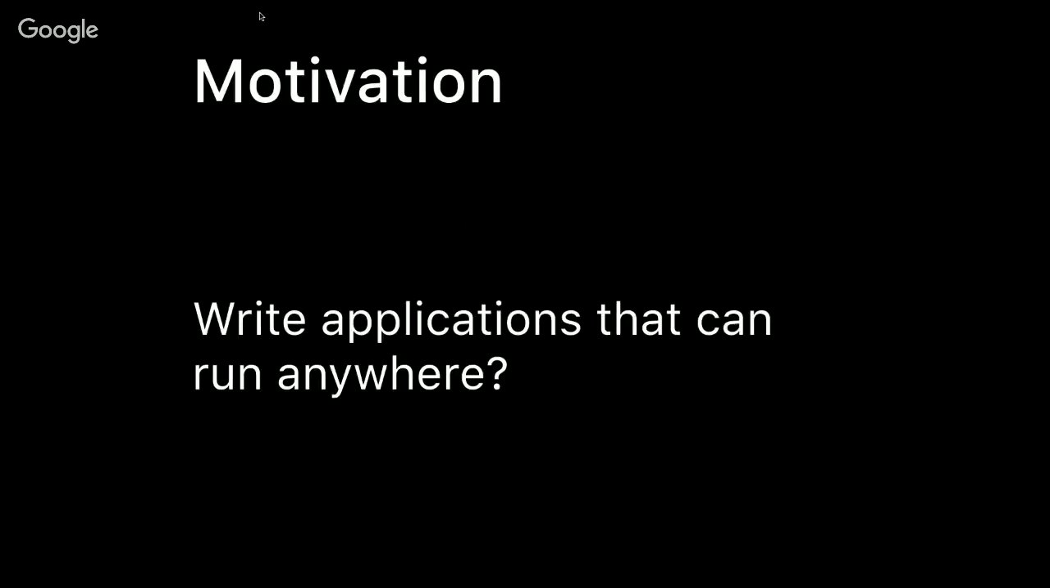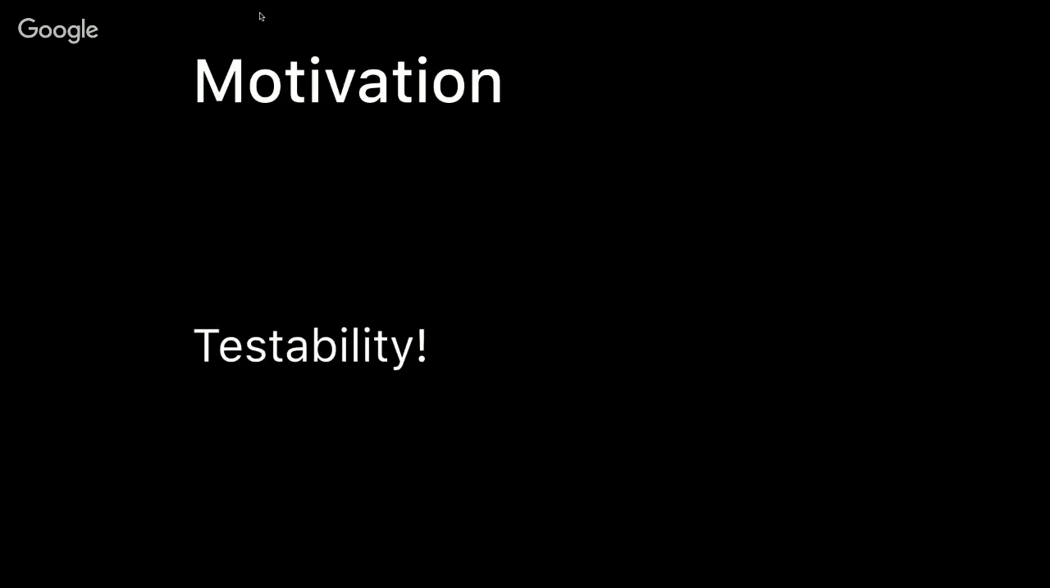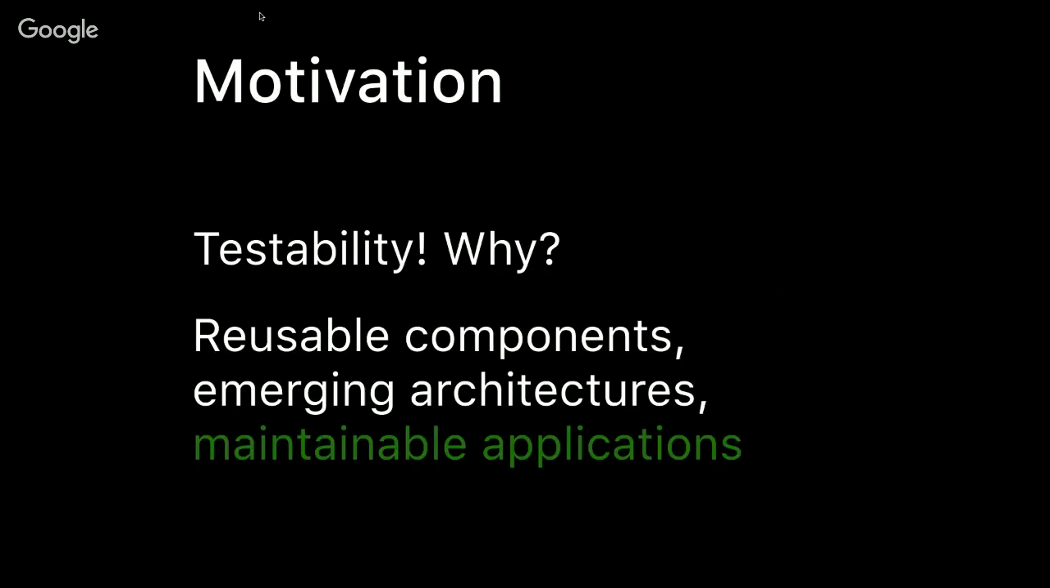So the main motivation could be to write applications that can run anywhere. We write our application once, and then we run it on the Mac, on the iPhone, etc. But that is not our main motivation here. Our main motivation is testability. Why? Because if we design an application to be testable, we design it to have reusable components. We let the architecture emerge naturally, and we have more maintainable applications.